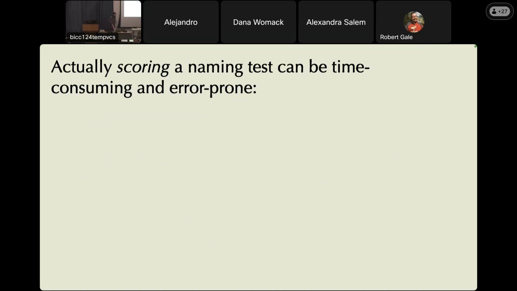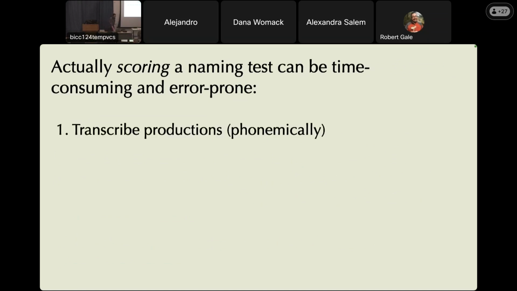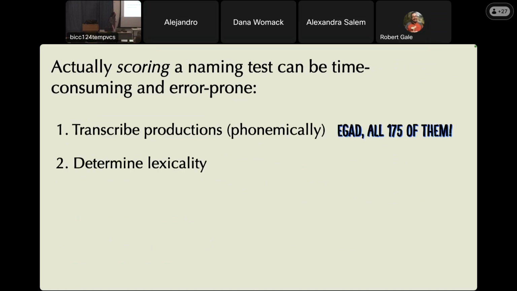And besides the time to administer, for the scoring you have to transcribe each production phonemically, a lot of them. You have to determine for each one lexicality, which is sometimes easy, other times isn't. They might say something that sounds like a word like fissile, which is a word, but it's a pretty weird, rare word. And unless you're administering the test in Los Alamos, New Mexico, the odds that your patient actually said fissile is probably pretty low. But they might have, you don't know.